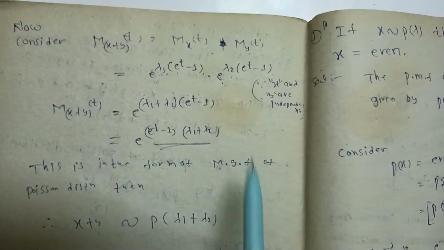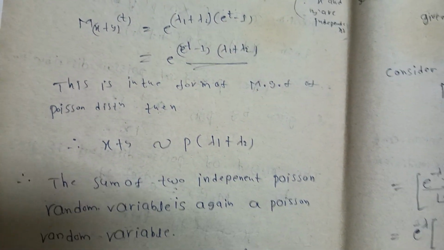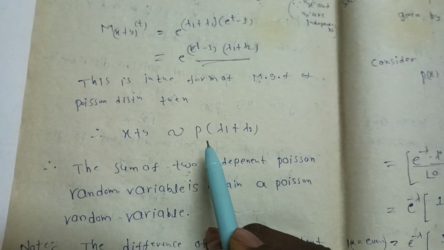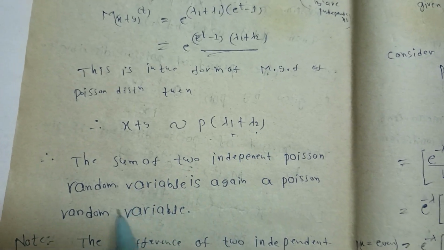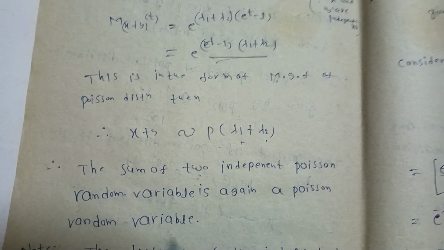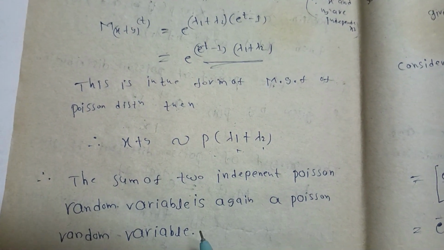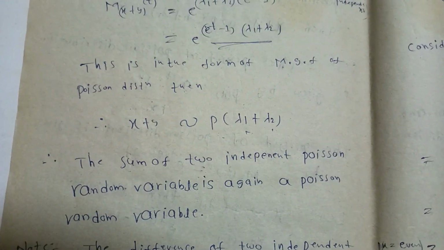This is in the form of the MGF of a Poisson distribution. Therefore, x plus y follows Poisson of lambda 1 plus lambda 2. The sum of two independent Poisson random variables is again a Poisson random variable. Okay, next.